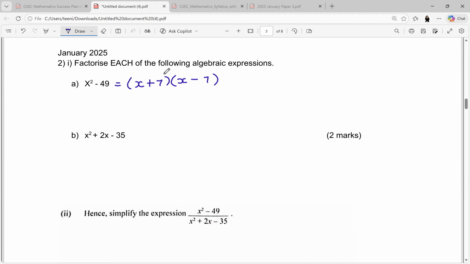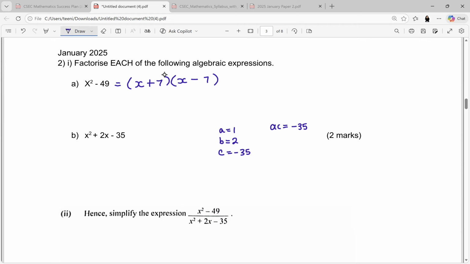Part B is a regular quadratic expression. So the steps, as we went through before: you identify A, B, and C. In this one, A is 1, because that's the coefficient of x squared. B is 2, and C is negative 35, right? The next step, you find AC. AC is equal to 1 times negative 35, which gives you negative 35.